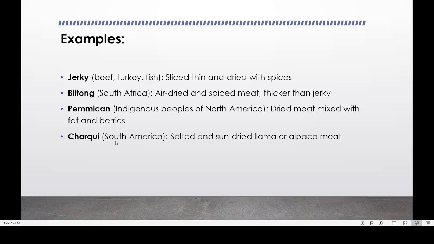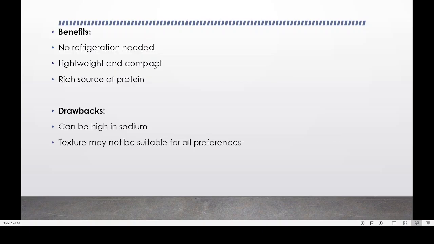Then charqui. This is salted and sun-dried llama or alpaca meat. Meat taken from llama is plainly known by the name. So this is the charqui meat from Peru. Peru is the area where these llamas are common. So these are the types of meat which are available in different categories.